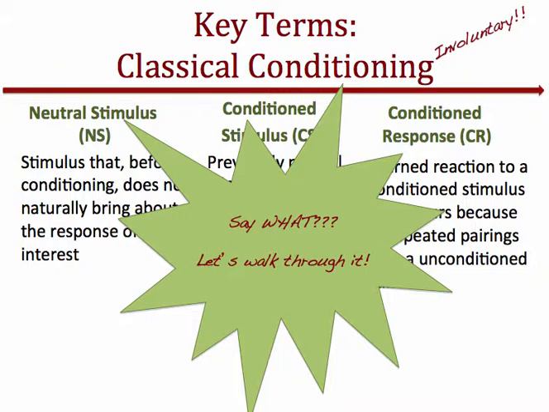So again, we've got a lot of terms here. It's important to just look over these definitions, but it's more helpful to go through an example. So a conditioned stimulus is really one that has been previously paired with an unconditioned stimulus, and therefore it becomes capable of eliciting the same response as the unconditioned stimulus. The conditioned response then is the response that occurs on the basis of being exposed to the conditioned stimulus.